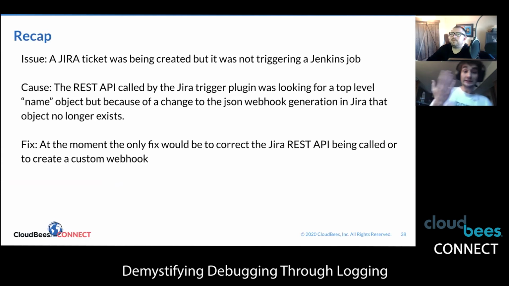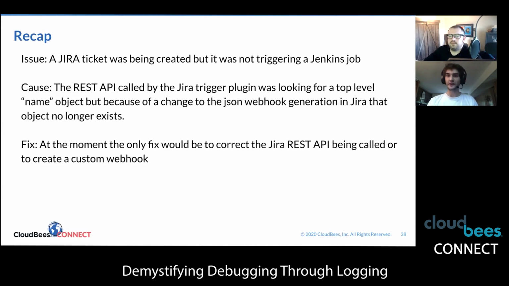So in the end, the issue was that a Jira ticket was being created but not triggering a Jenkins job. We couldn't figure out what was happening. We looked through the logs and found the cause: you have a REST API that's being called by the Jira Trigger plugin for a top level name object. It's using Atlassian proprietary code that they happen to open source, so that we could actually physically see it, which is great. But it was looking for an object that doesn't exist.